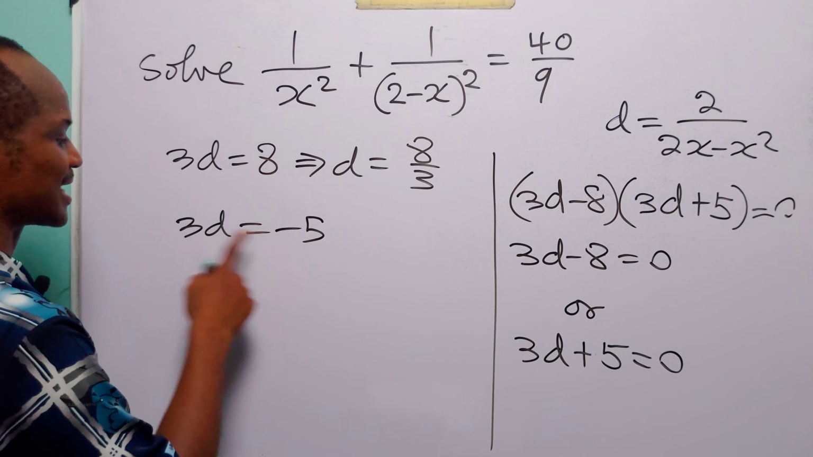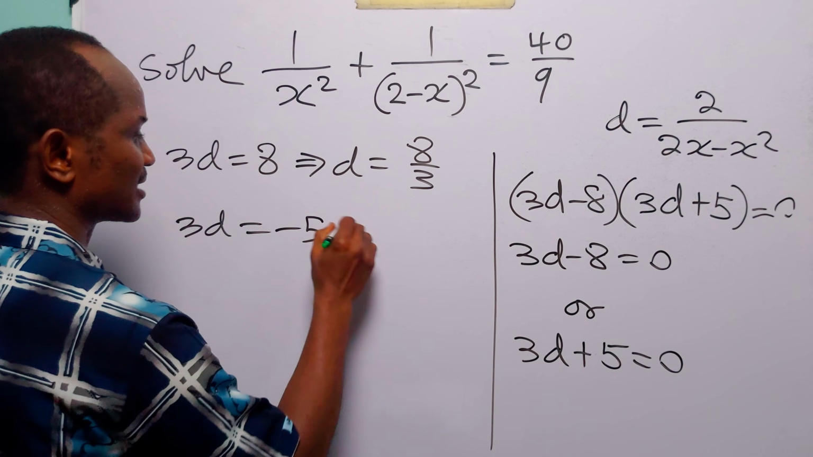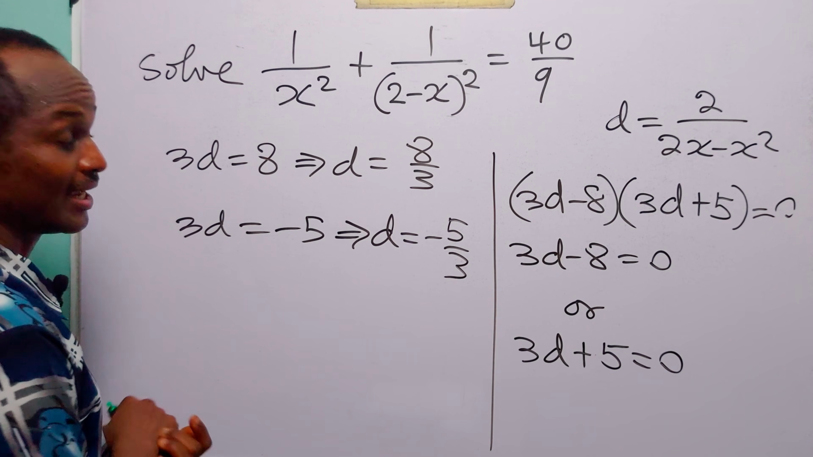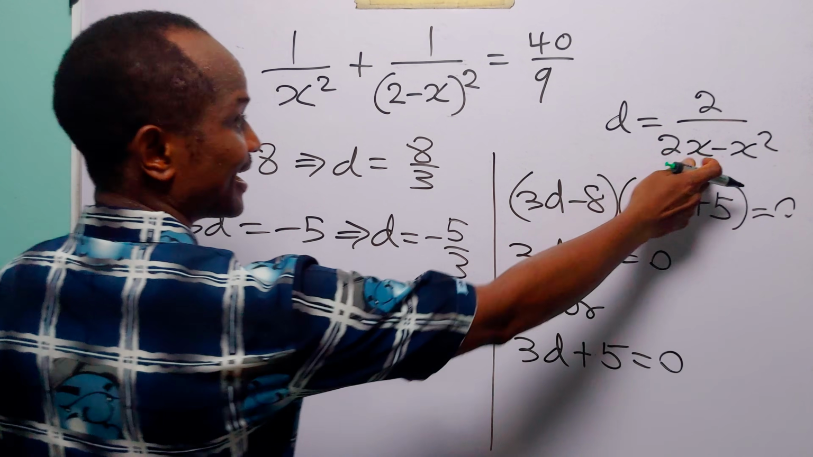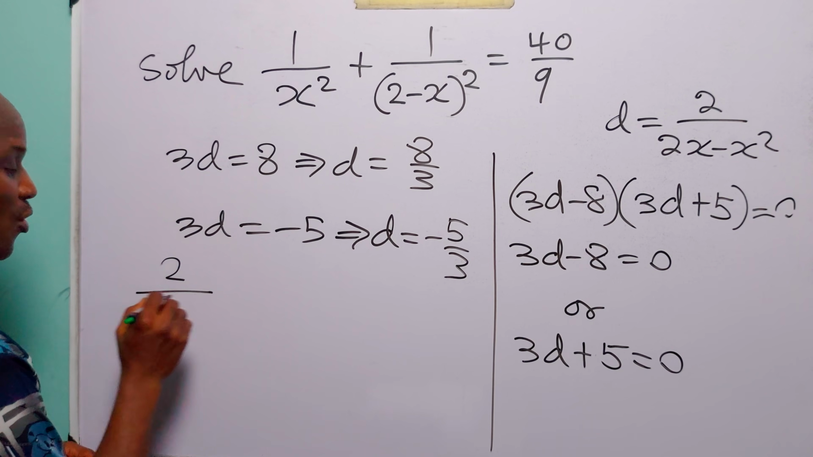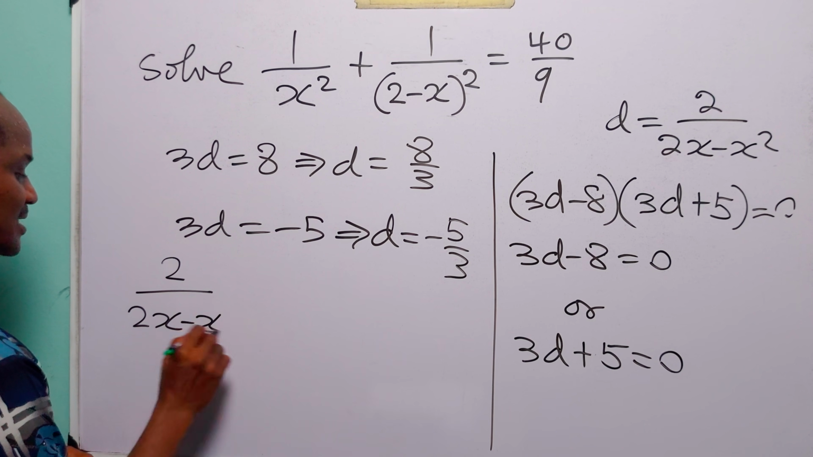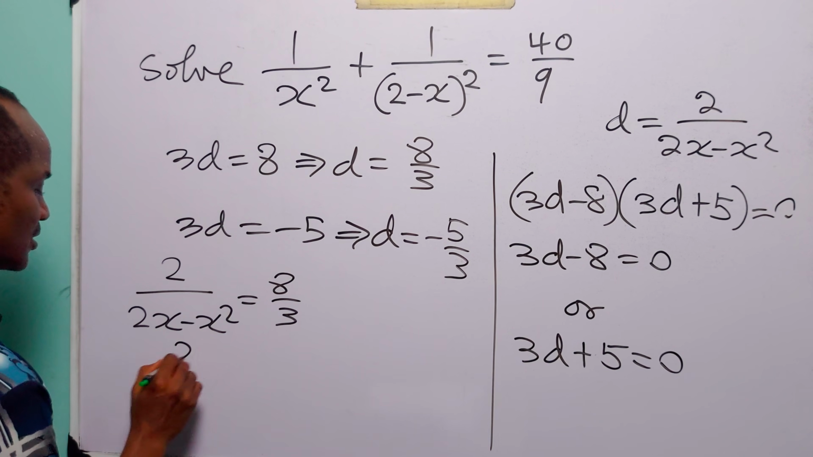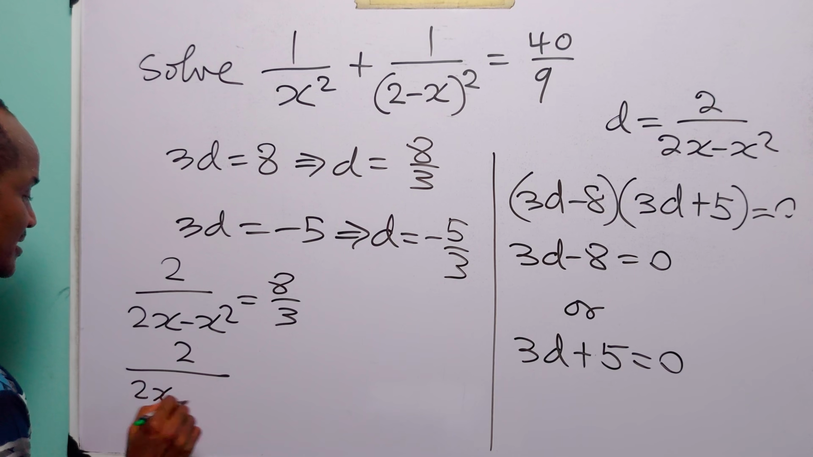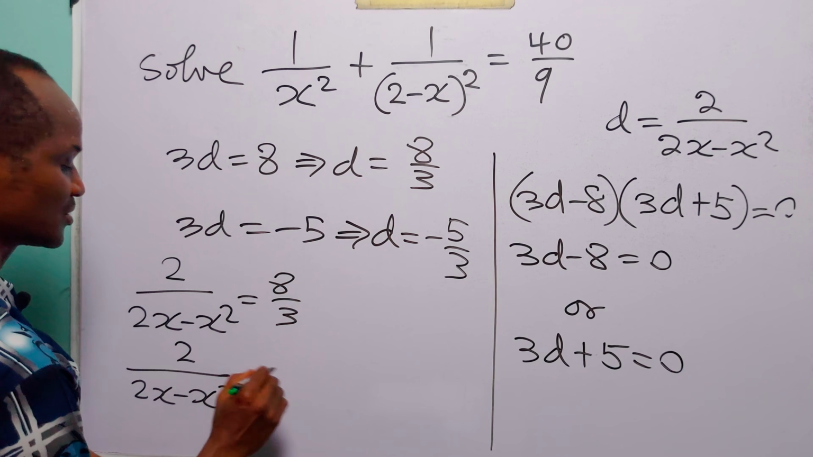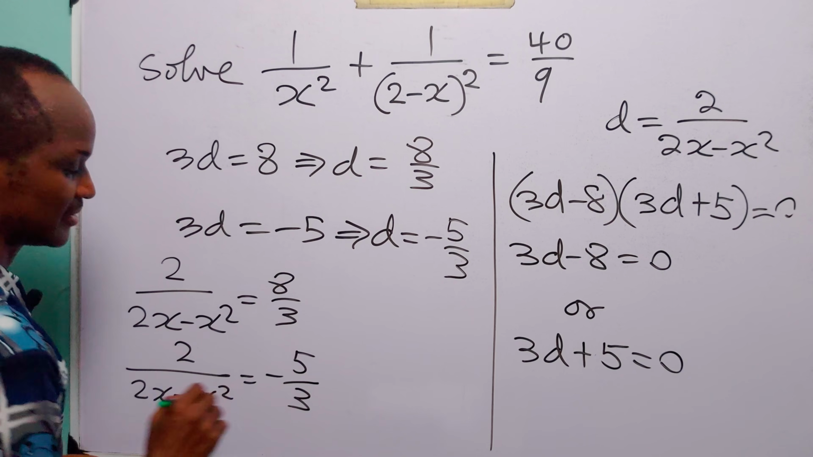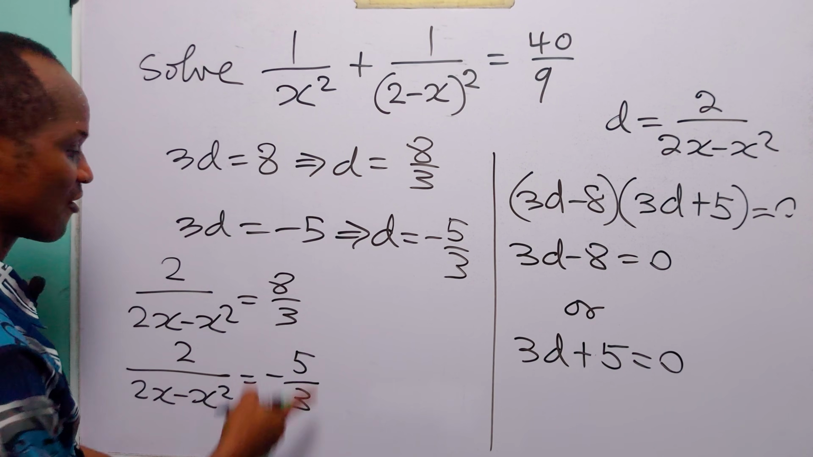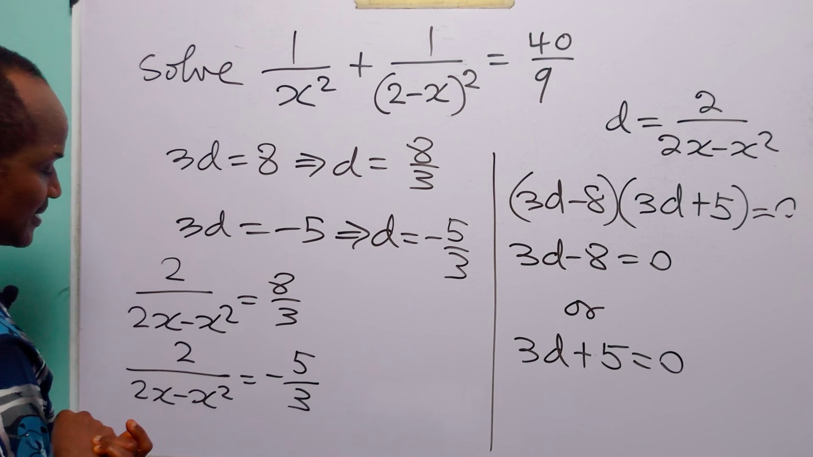Now, from the second condition, we have that 3d is equal to minus 5. Once more, when we divide both sides of this equation by 3, we have that d is equal to minus 5 over 3. And of course, you know that this simply means that either 2 over 2x minus x squared is equal to 8 over 3, or 2 over 2x minus x squared is equal to minus 5 over 3. So you can see how we have reduced this rather complicated equation into two very simple quadratic equations.